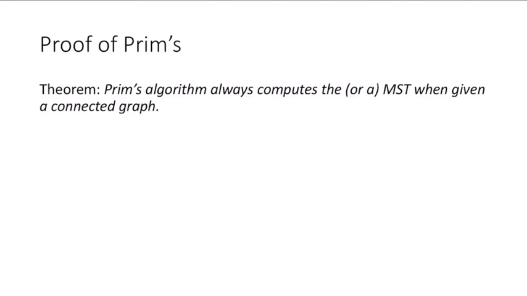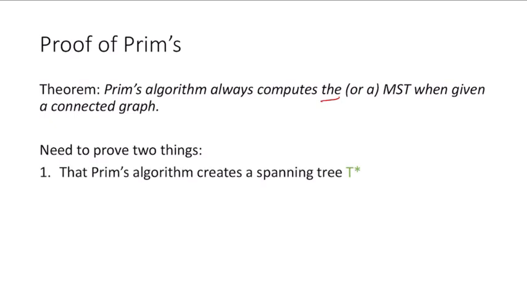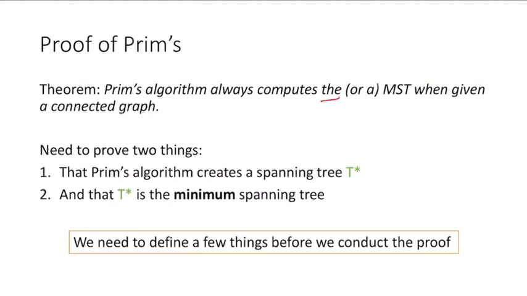So here's our theorem. Our claim is that Prim's algorithm always computes the, or a, minimum spanning tree. It turns out you can have multiple correct minimum spanning trees when you have tied edges. But like I said, we're going to ignore those cases. So we're going to say that it computes the minimum spanning tree when given a connected graph. So we need to prove two things: that Prim's actually creates a spanning tree, and that the spanning tree is the minimum spanning tree. And to do that, I'll need to define a few graph properties for you.